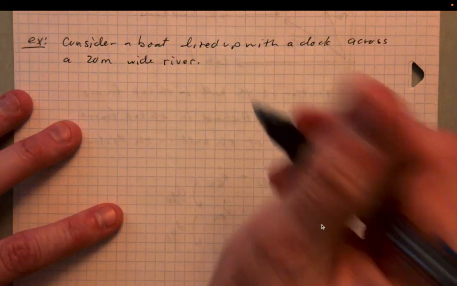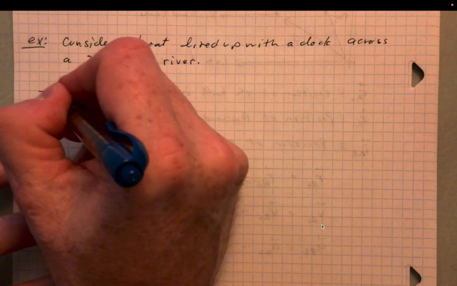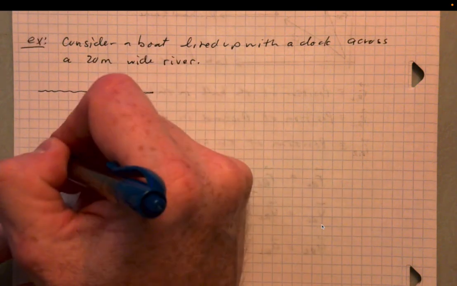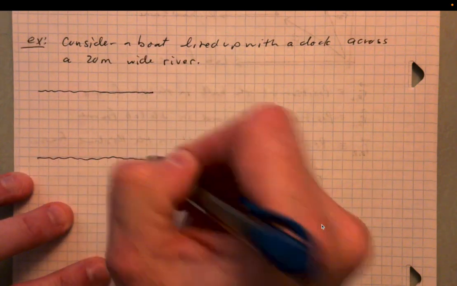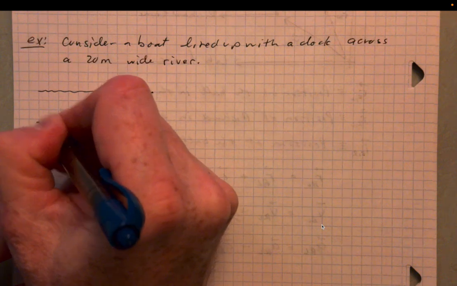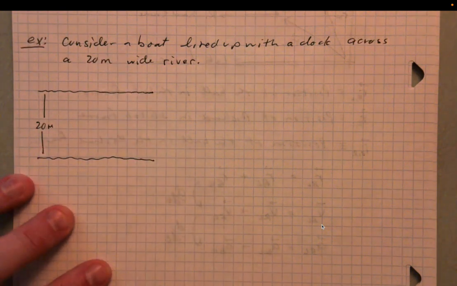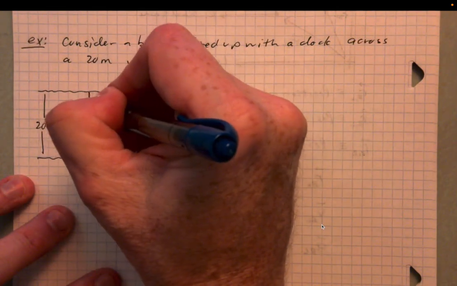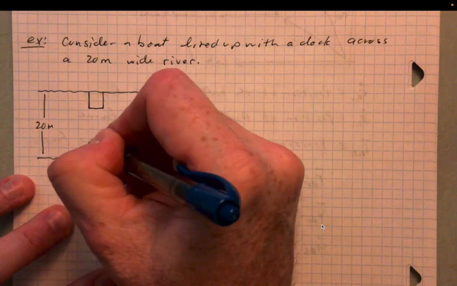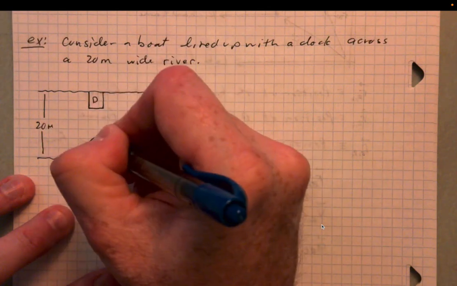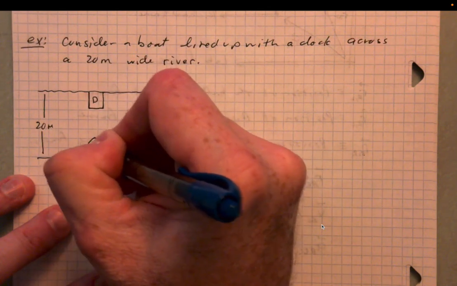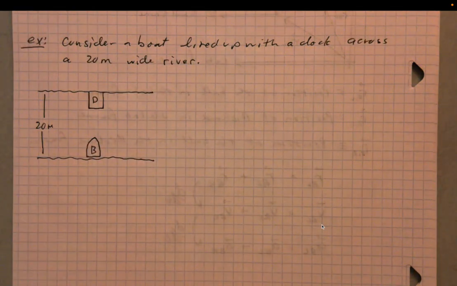Okay. And so let me start to draw this picture here. All right, so you've got a river. This is my river. It's 20 meters across. And we've got a boat lined up with a dock. So there's the dock, D, and the boat is over here, B. Okay, so they're perfectly aligned.